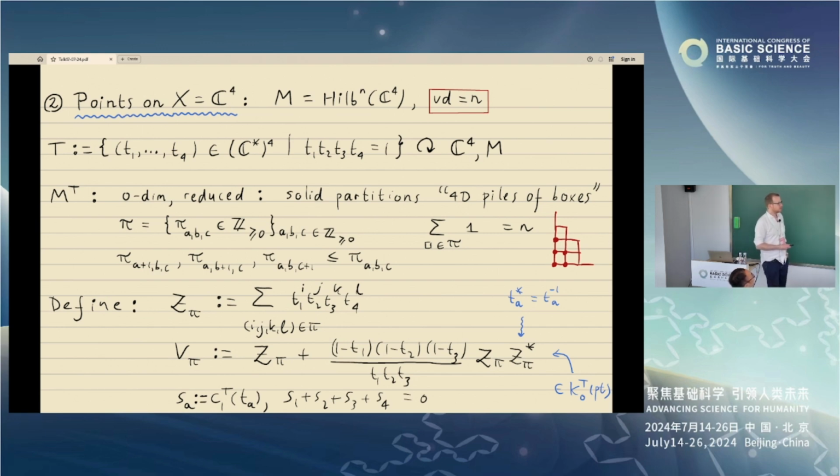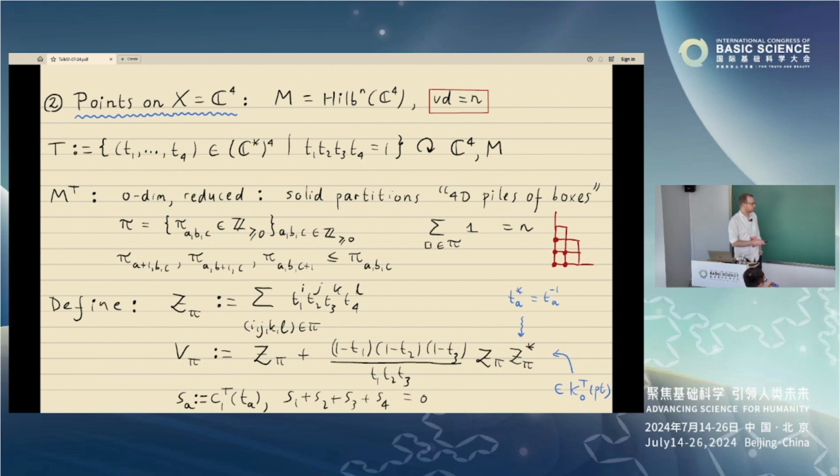Now, monomial ideals can be combinatorially represented by piles of boxes in the corner of a 4-dimensional room. So here I only draw the 2-dimensional analog. So more formally, these are sequences pi_{abc} with a, b, c non-negative. So you should think of this as the height in direction 4, where the total number of boxes sums up to n, and this sequence is decreasing in each of the 3 directions.